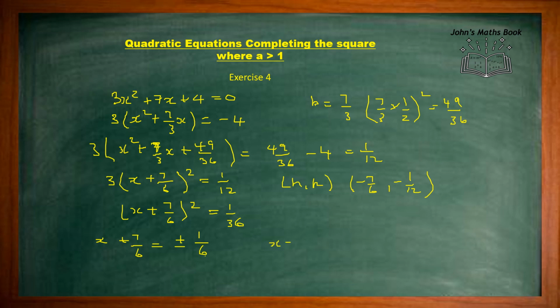So now we have our two values of x. So x is equal to minus 7 over 6 plus 1/6, and x is equal to minus 7 over 6 minus 1/6. So simplify that even further. So that will give minus 1. And that will give minus 8 over 6, which gives minus 4/3.